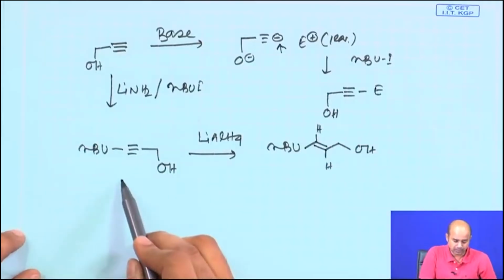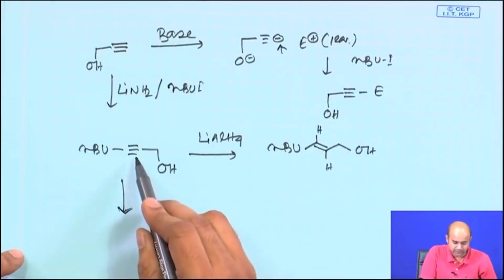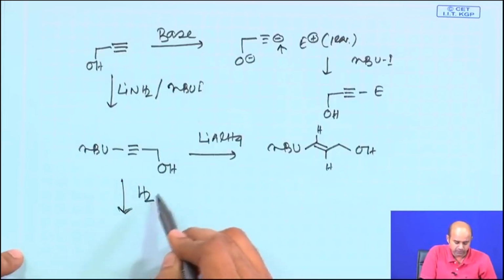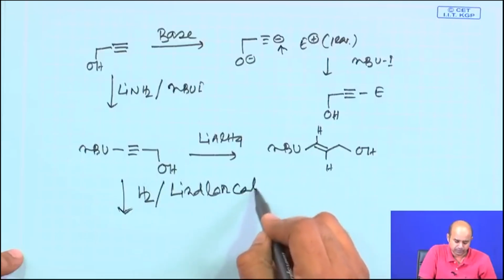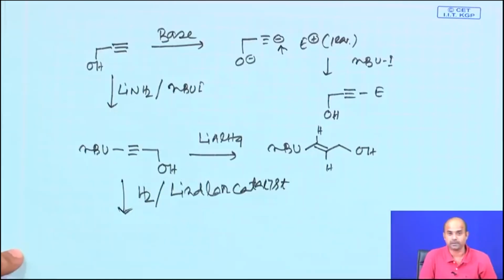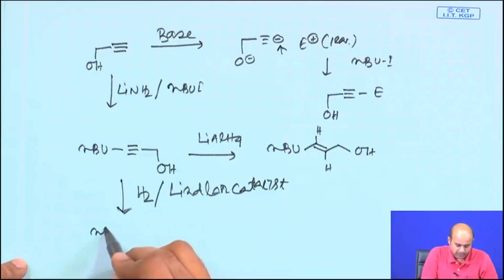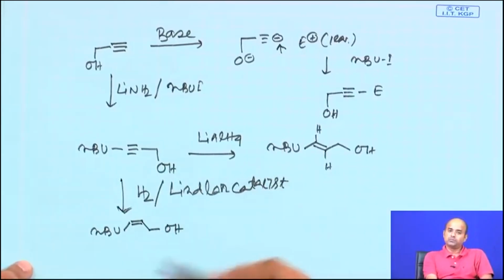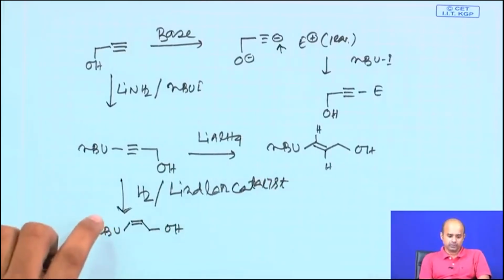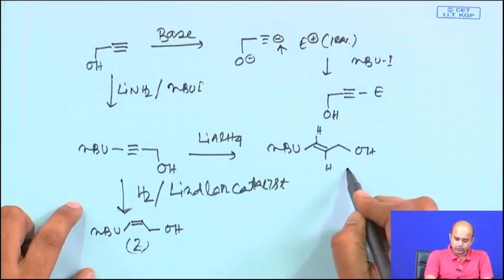Now, I did not talk about other potential problems. Say we use this as a starting material and do a hydrogenation under Lindlar catalyst conditions. Lindlar catalyst is a very useful catalyst, basically palladium on calcium carbonate, poisoned, and this particular condition will give you a cis or Z double bond. So, based on the particular reagent which you use, you can choose either Z or E.